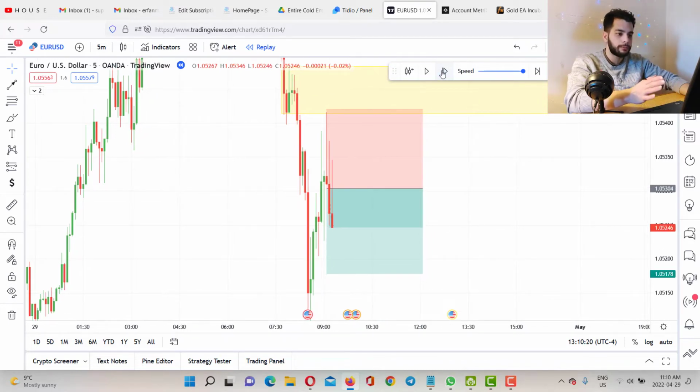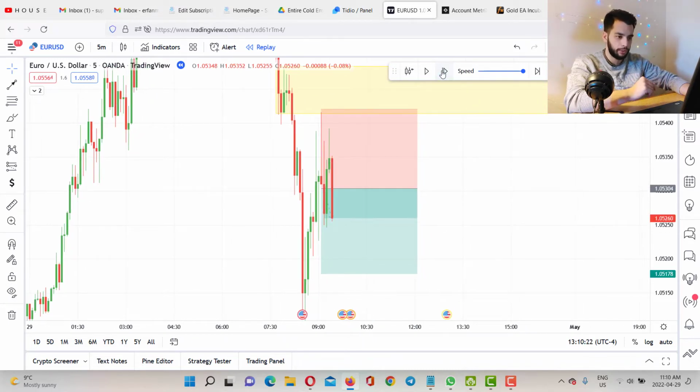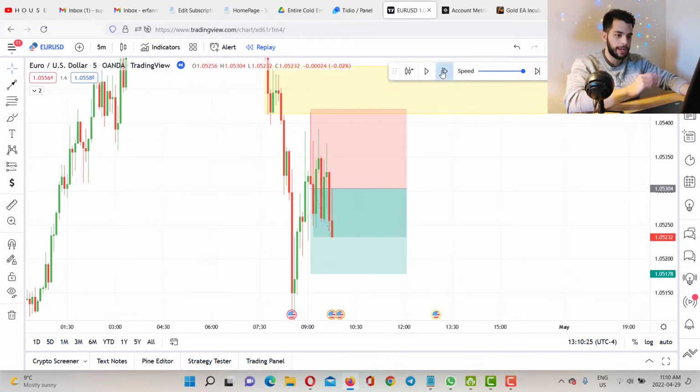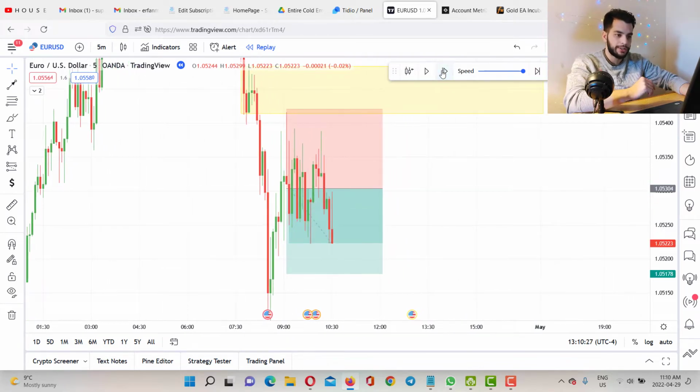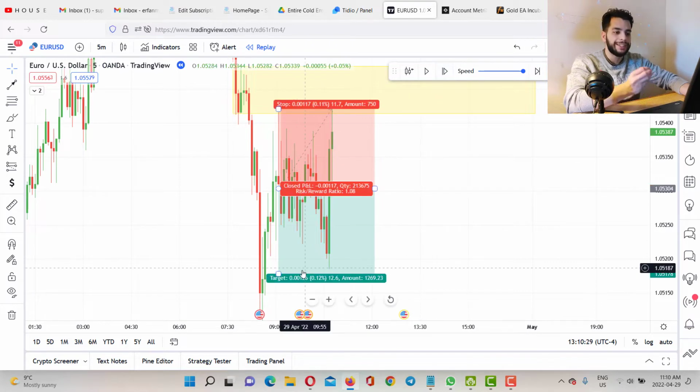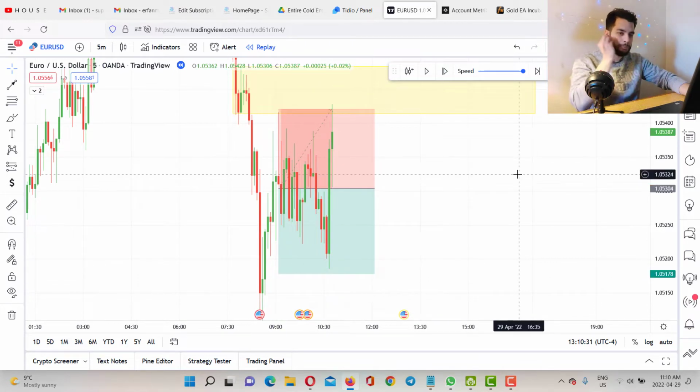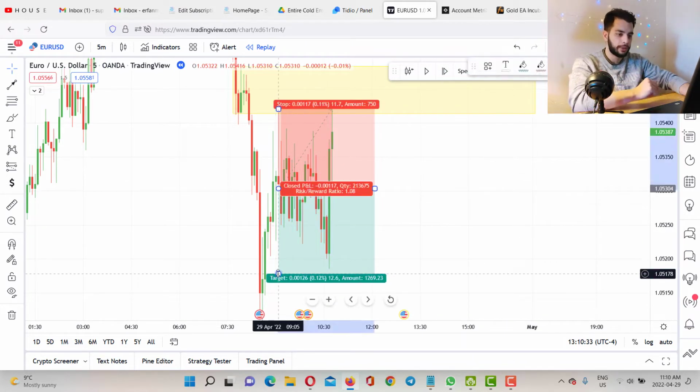It triggered, came down, actually went up, came down, and just kept consolidating. See, it keeps consolidating and it never tapped my TP. So it's a beautiful one-to-one trade. Let me show you.